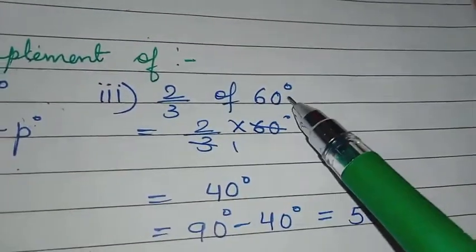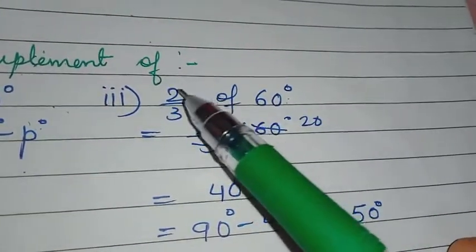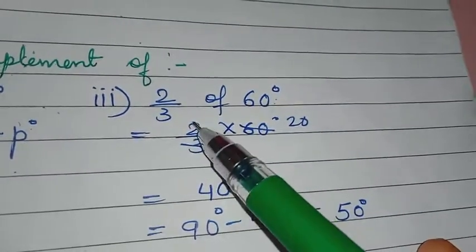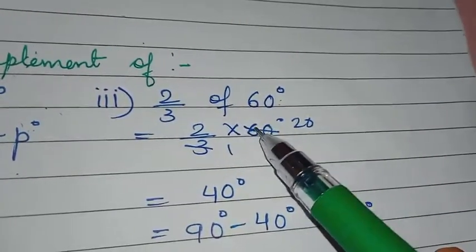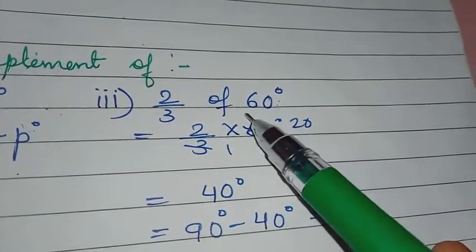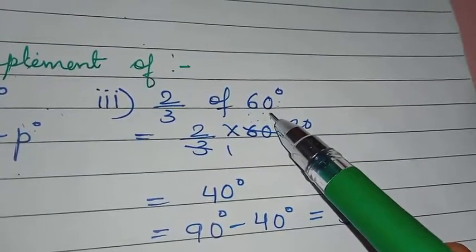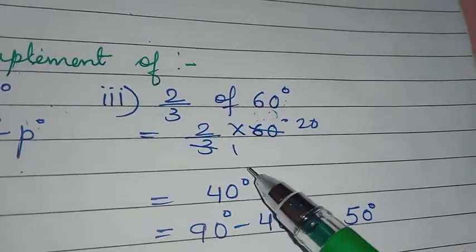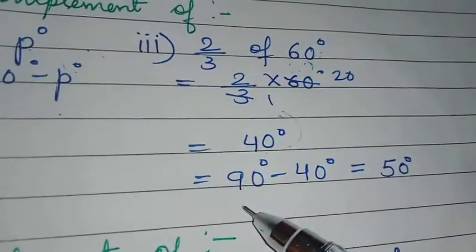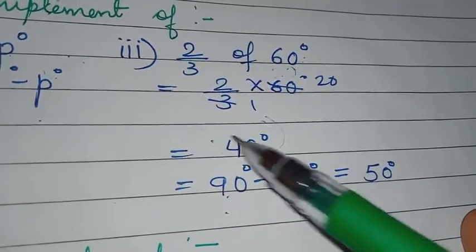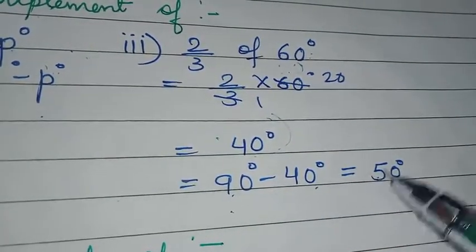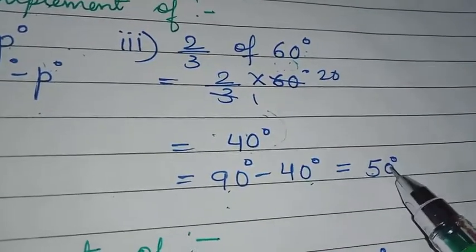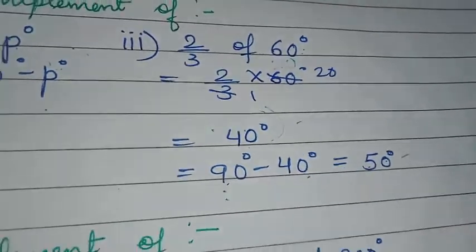Now, 2 by 3 of 60 degrees. First you have to find out what is 2 by 3 of 60 degrees. Here "of" means multiplication. So 3 ones are 3, 3 twos are 6, 3 zeros are 0, so 2 by 3 of 60 is 40 degrees, right? And subtract this from 90 degrees. So 90 degrees minus 40 degrees is equal to 50 degrees. If you add 40 and 50, you will get 90 degrees, which means our answer is correct.